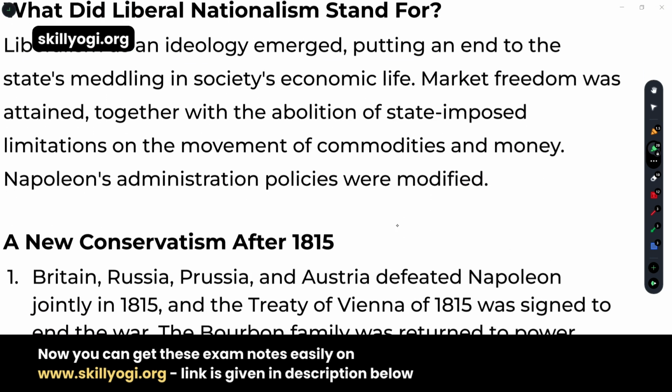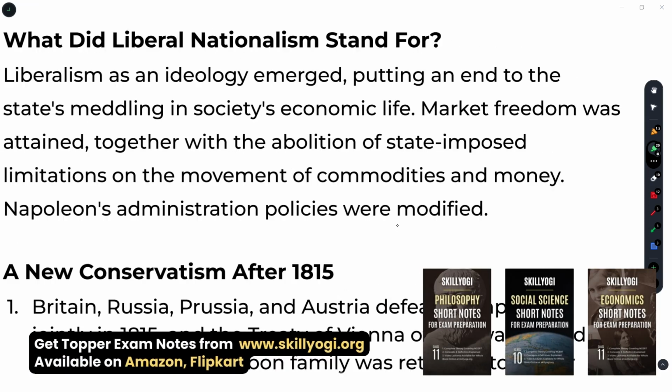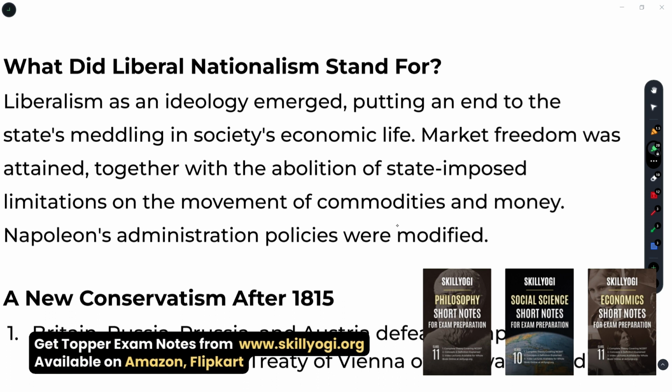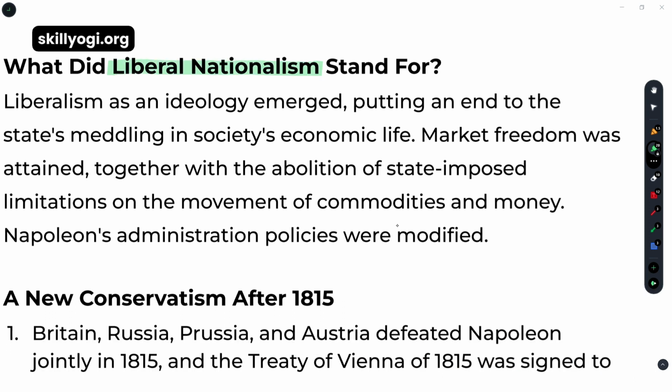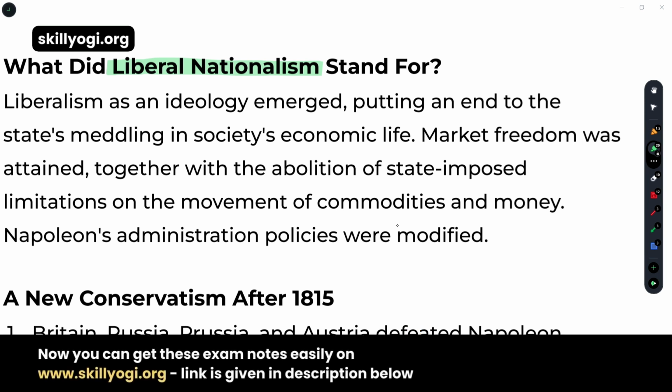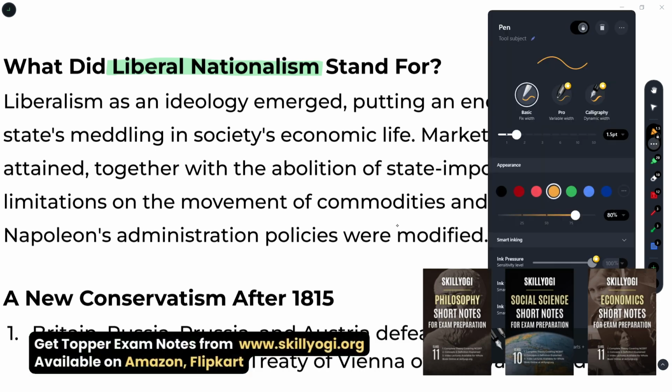Next we will go for the next part. What did liberal nationalism stand for? The next topic we have is liberal nationalism. That is a very important thing. Liberal and nationalism are two different words and they have different meanings. Basically the ideas of national unity in early 19th century Europe were allied to the ideology of liberalism. Basically the word liberalism derives from the Latin root liber.